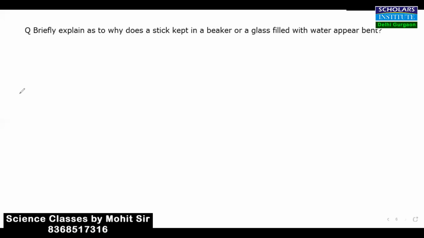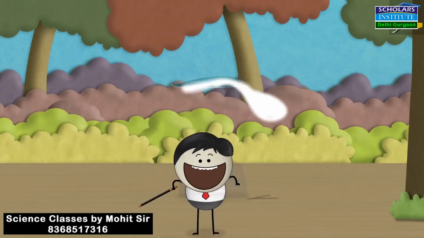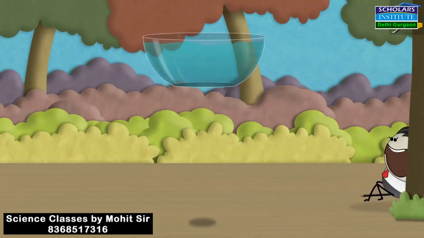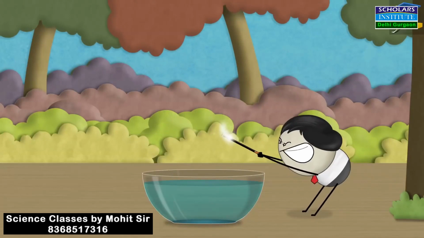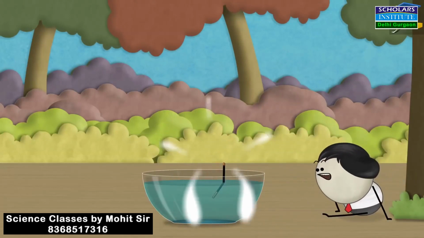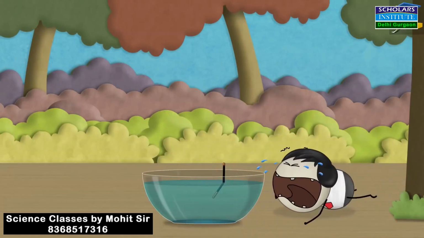Question is, briefly explain why a stick kept in a beaker or a glass filled with water appears to be bent.